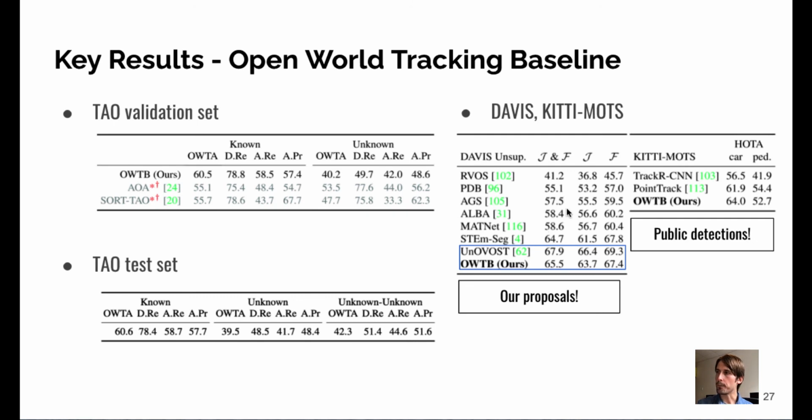Here on DAVIS, our method is only lagging behind UnOVOST, which, as I said, is tuned specifically for this dataset. And here on KITTI MOTS, we are actually on par with the state of the art. But of course, I should mention that here we are only looking at the methods that all use public detections.